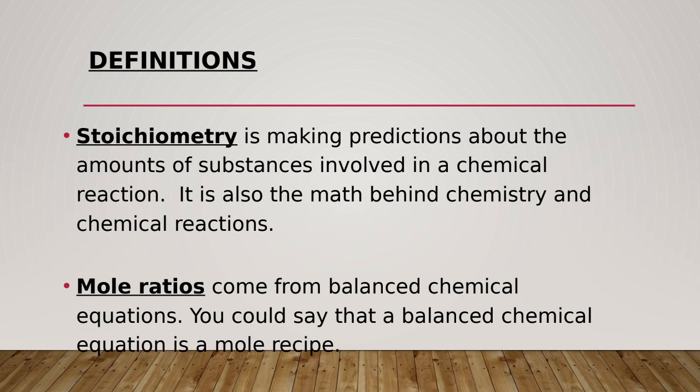And when we use stoichiometry, we're also using something called a mole ratio. So what is the difference between the two? Well, stoichiometry is this branch of chemistry that is making predictions about substances or the amounts of substances in a reaction. And mole ratios are what we use in order to make these predictions. And they come from our balanced chemical equations. And we will still use our mole concept. We're just going to be putting it together into a chemical reaction where we have more than one different substance.